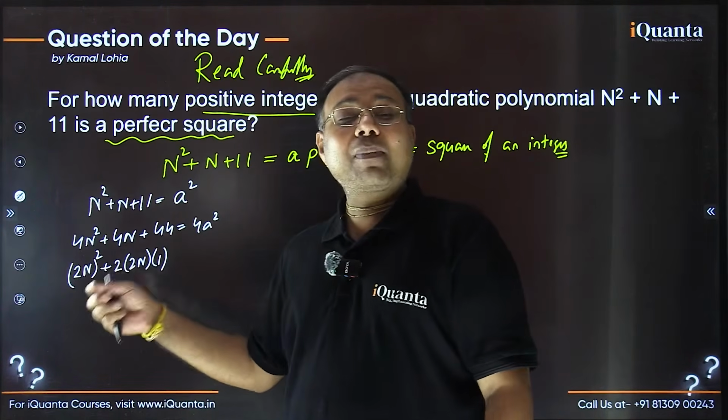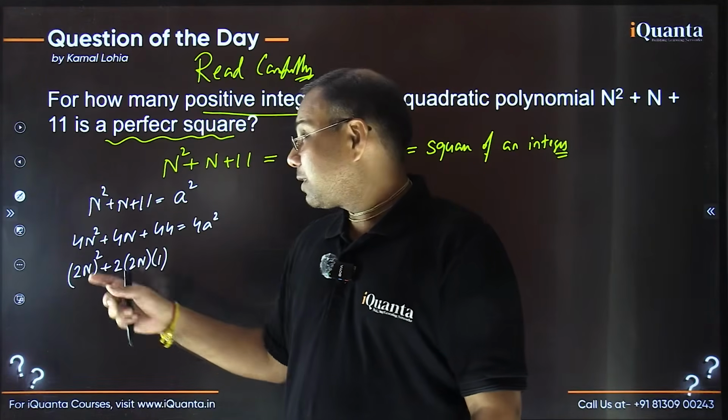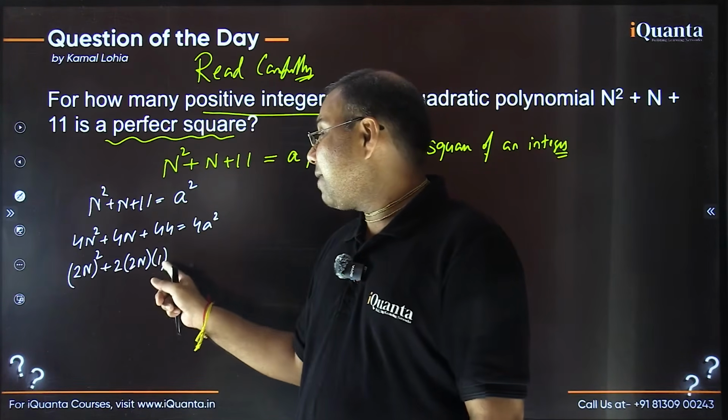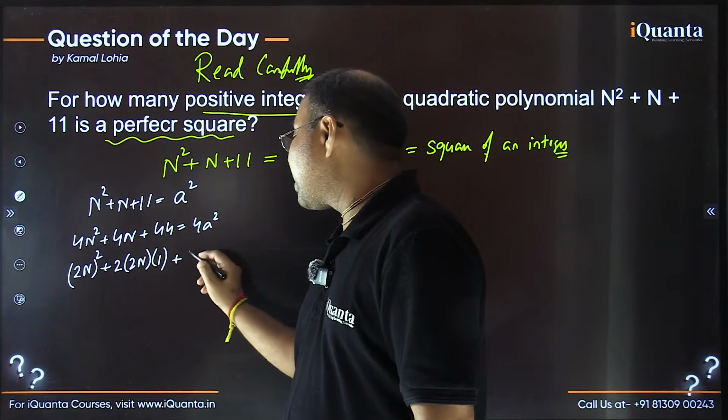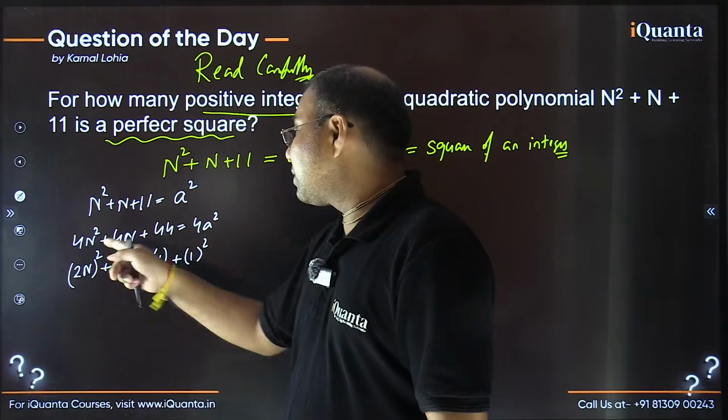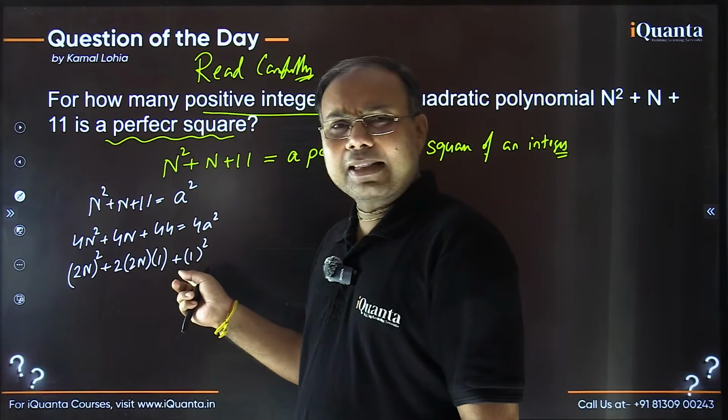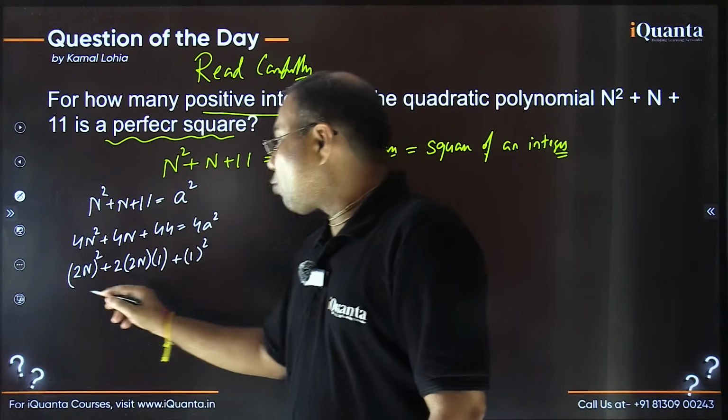a square plus b square plus 2ab, right? So this is a square and this is 2ab. So b must be 1. Basically, if I have this 1 square also here, now this was not already there, but I'm putting it, I'm making it like that. So if I write it like this, what is the benefit?